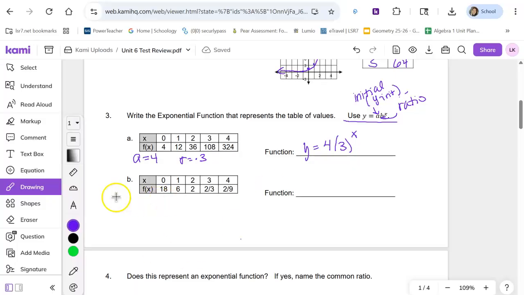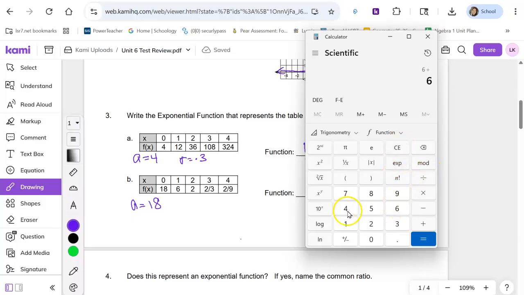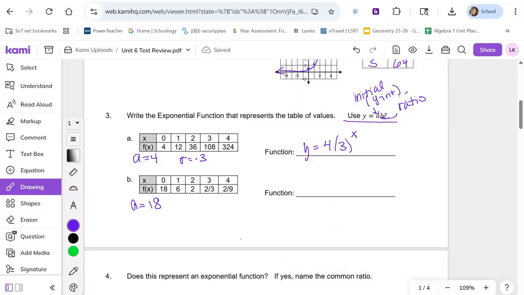Now let's look at this one on B. My initial or my y-intercept is going to be 18. My ratio, I take 6 divided by 18, which is 1/3. Times that by 6, I get 2. So I know 1/3 or 0.33 repeating is going to be my ratio. I'm dividing by 3 each time, so I can just make it a fraction, put a 1 above it. So then I have y equals 18 times 1/3 to the x power.